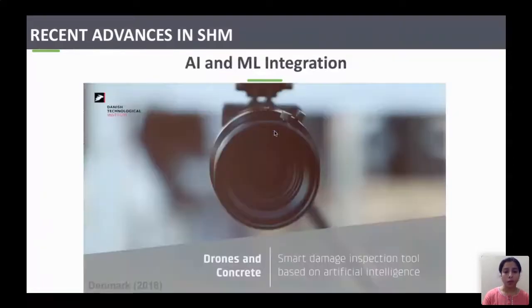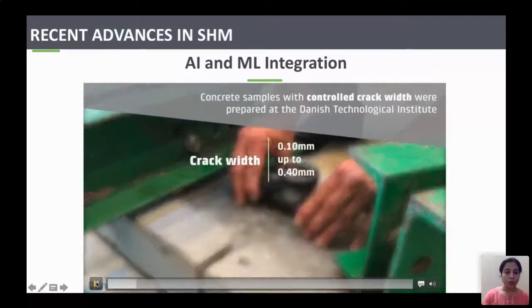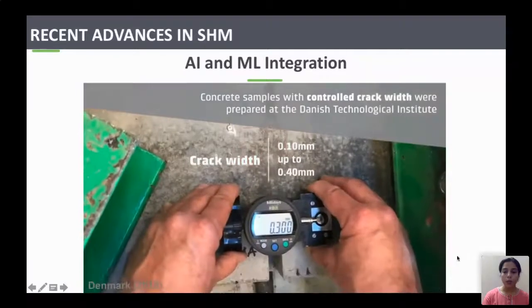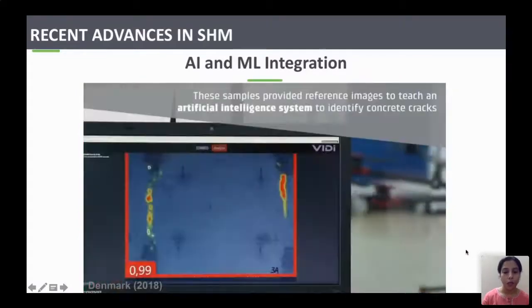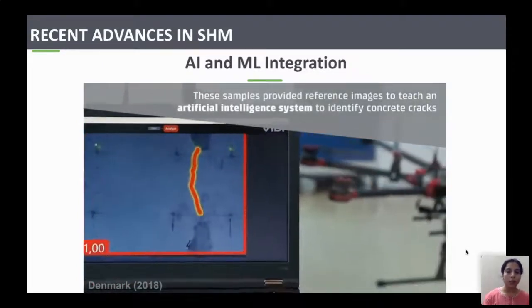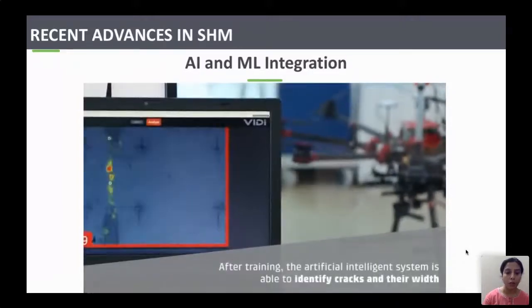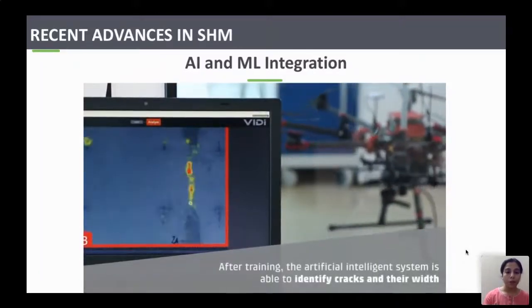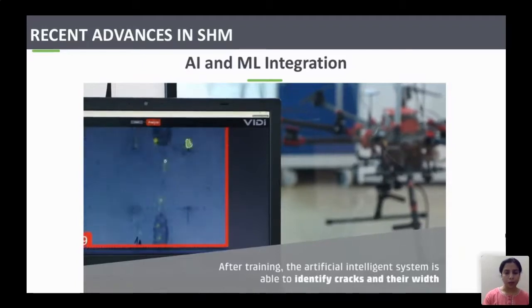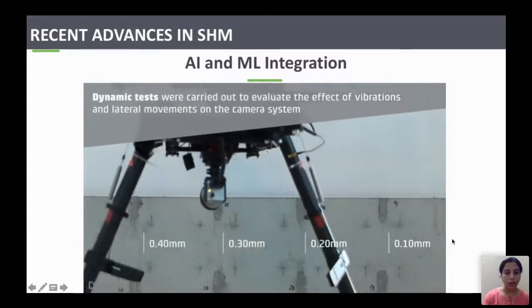concrete strength. The next is integrating artificial intelligence with the drone technology. This I would show you quickly. This actually works on the same principle as face recognition. So we will make the software learn that this is the width and this is the length of a particular crack. So next time when it captures the picture of a similar crack, it will measure the length and its width. So this is the R&D work which is being done in Denmark.